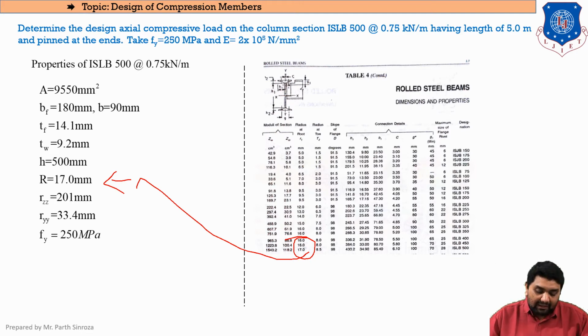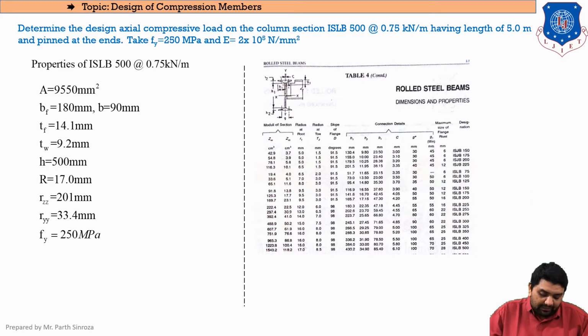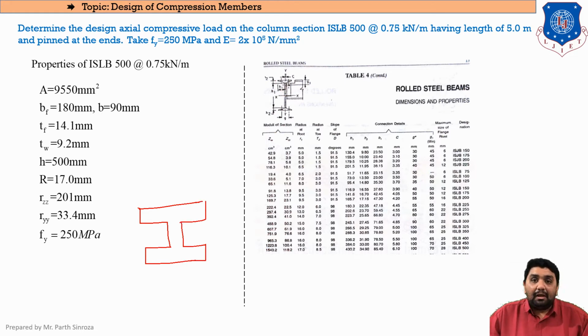Now keep in mind how the I section has been plotted. There are two types of sections possible. The first is directly placing a rectangle, that is this kind of section. This is also an I section, but here three different rectangles are used and welded. So this type of section is called a welded section. Clear?